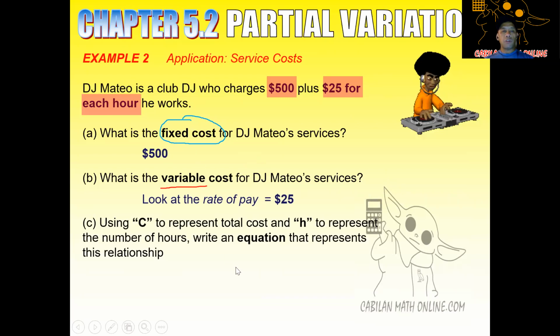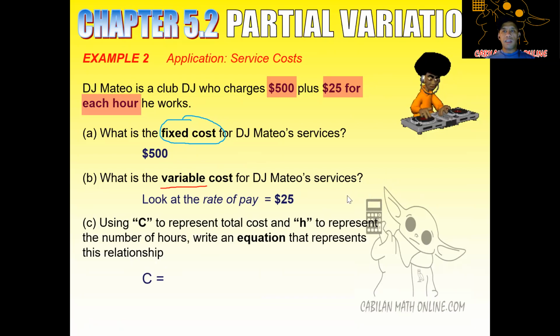Now we have to put that all into an equation here. Now you notice for part C, it tells us what letters to use. So it says here, using C to represent total cost, and H should represent the number of hours. Write an equation that represents this relationship. So starting off with C here, we know that total cost, the grand total, is going to be equal to something. So you're going to start off with C equals.